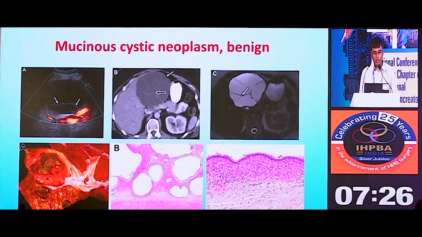Now we'll go into the imaging of a mucinous cystic neoplasm, benign type. In the ultrasound, we can see there is the presence of septa in the cyst. While on a contrast enhanced CT, you can again see these septa traversing the cyst. Again, in the MRCP, you can see the multiple septa that are crossing the cyst. On the gross specimen, we can see thick capsules with nodular tumors within the cyst.